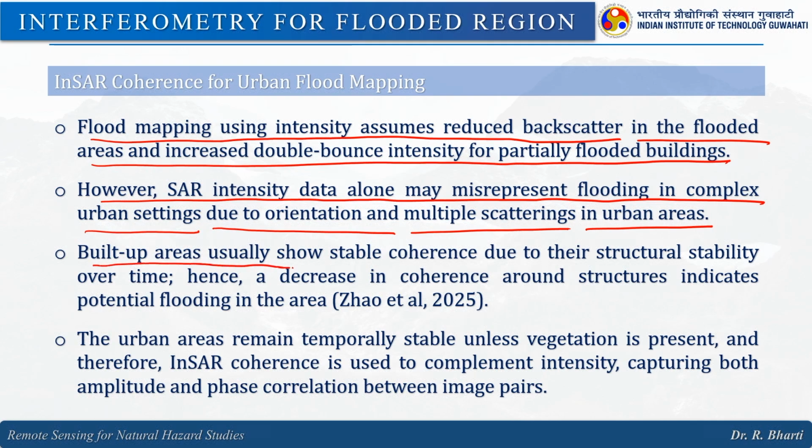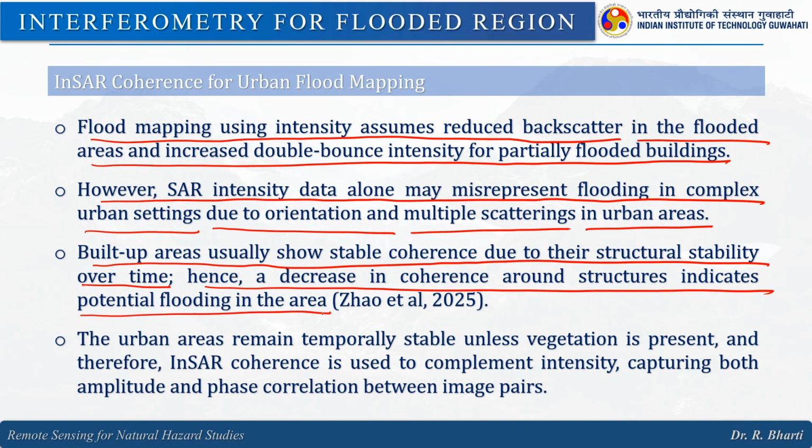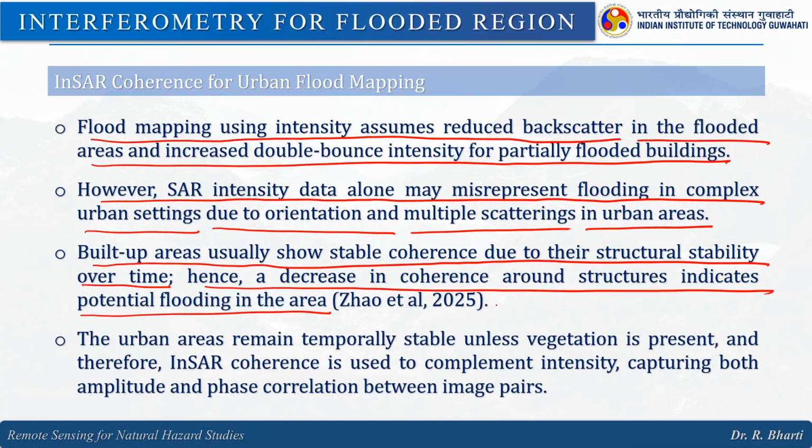Built up areas usually show stable coherence due to their structural stability over time, because they are not changing very frequently. Hence, a decrease in coherence around structures indicates potential flooding in the area, because the structures are not changing every day, right, and there will be only slight modification in the structure. But if you are having low coherence values in these particular areas, then it could be because of the flooding.